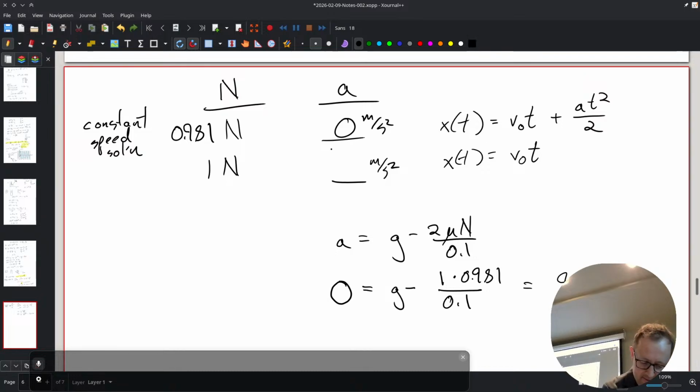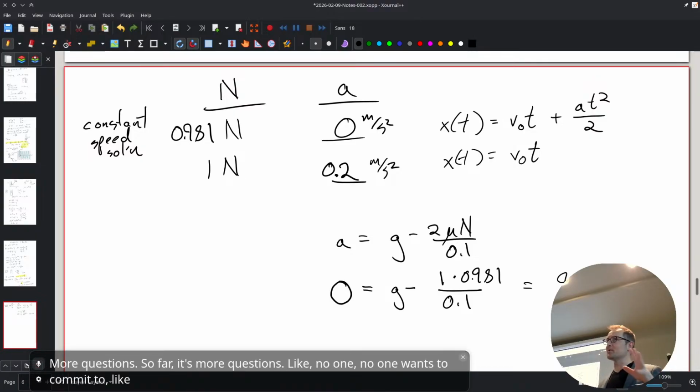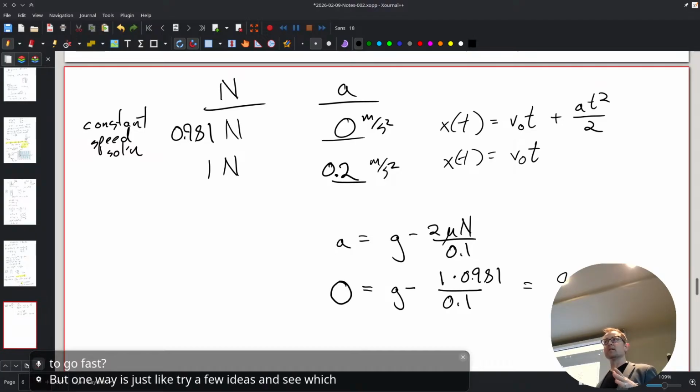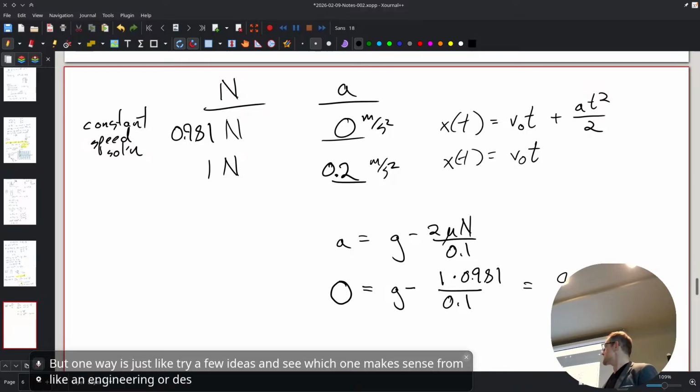All right, so we had more questions. So far it's more questions. No one wants to commit, like, oh, well, I don't know. Do we want to stop it slow? Do we want to go fast? But one way is to just try a few ideas and see which one makes sense from an engineering or design standpoint. So if we do the bare minimum plus a little bit.